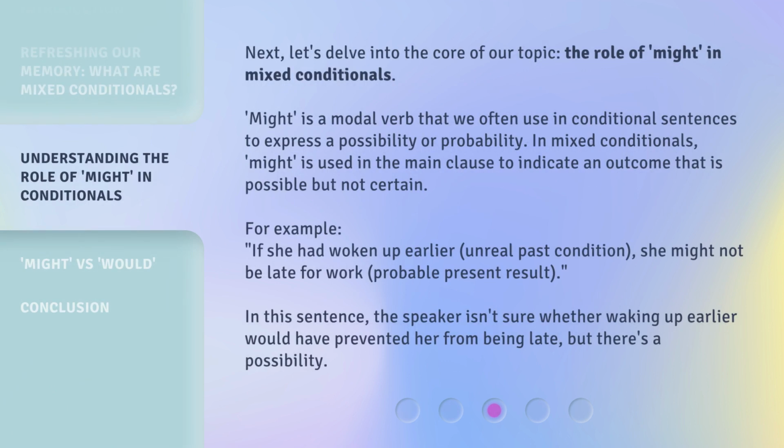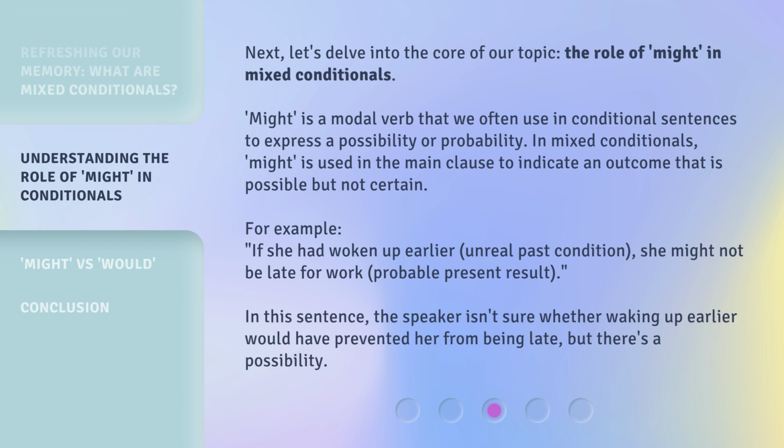Next, let's delve into the core of our topic, the role of might in mixed conditionals. Might is a modal verb that we often use in conditional sentences to express a possibility or probability. In mixed conditionals, might is used in the main clause to indicate an outcome that is possible but not certain.